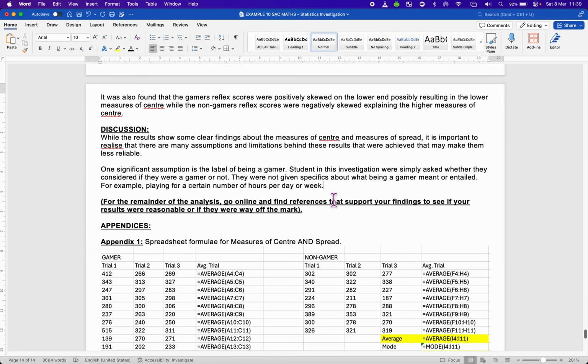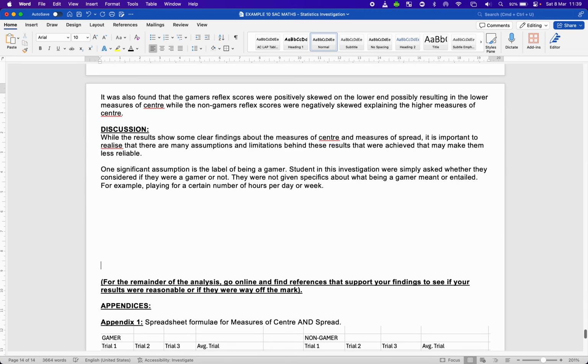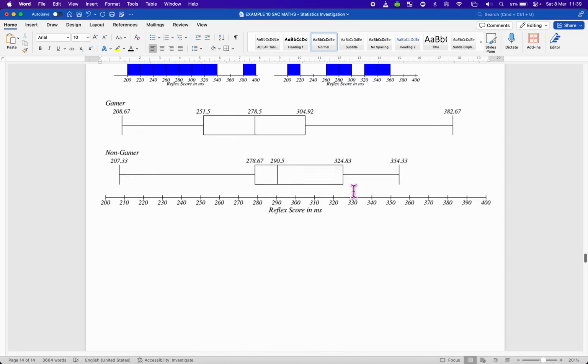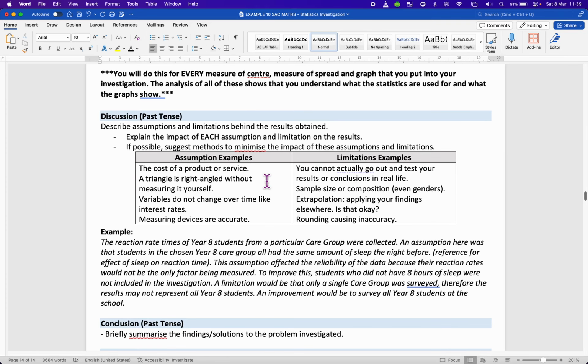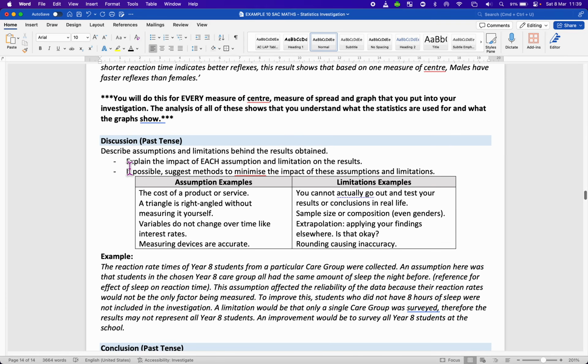So I've stated the assumption here. The assumption is that labeling yourself a gamer actually means that you're a significant gamer, okay? So with every assumption, you need to talk about what it is. Tell me what the assumption and limitation is and explain the impact of each assumption and limitation on the results. Also, suggest methods to minimize the impact of these assumptions.